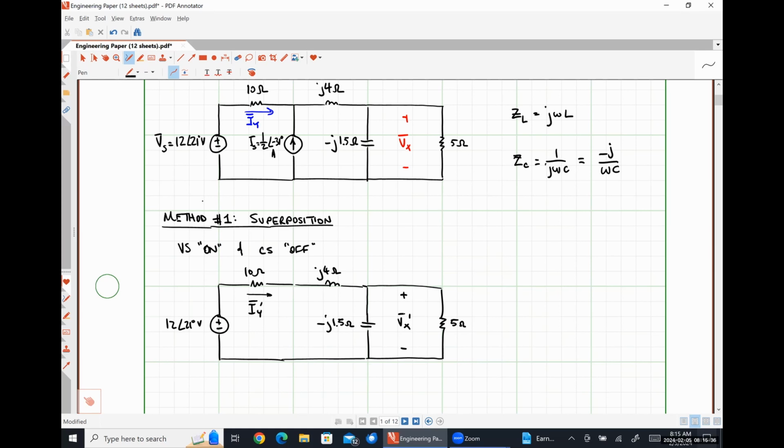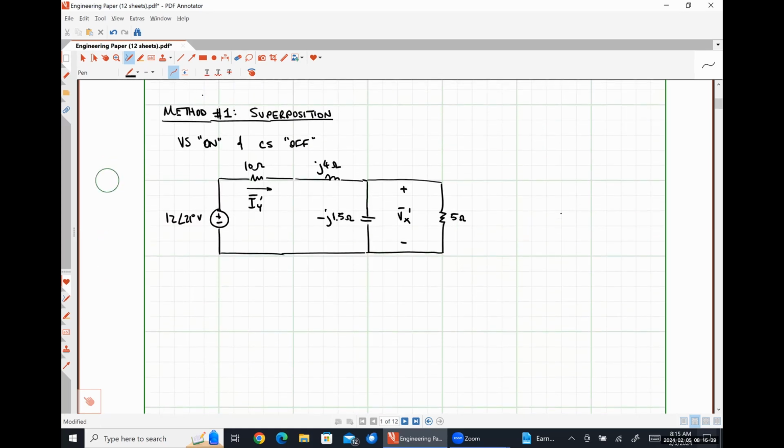Absolutely right. So let's do voltage division. So Vx prime is going to look like 12 angle 21 degrees volts. In my numerator, I'm going to have the total impedance I'm finding the voltage drop over, which Patrick suggested was 5 ohms in parallel with minus j1.5 ohms. I agree with that. So that's going to look like 5 times minus j1.5 divided by 5 minus j1.5.